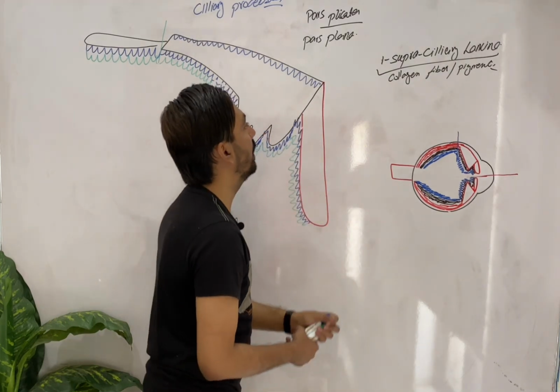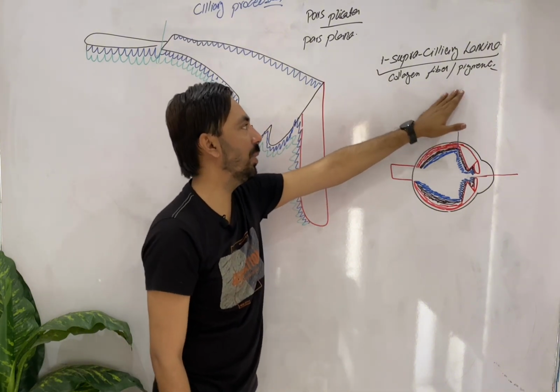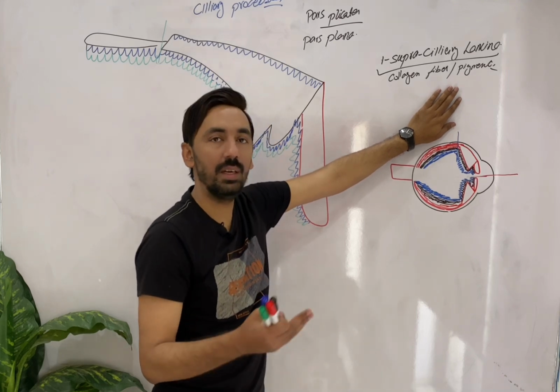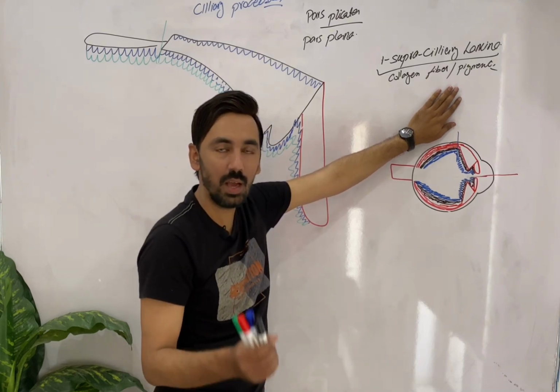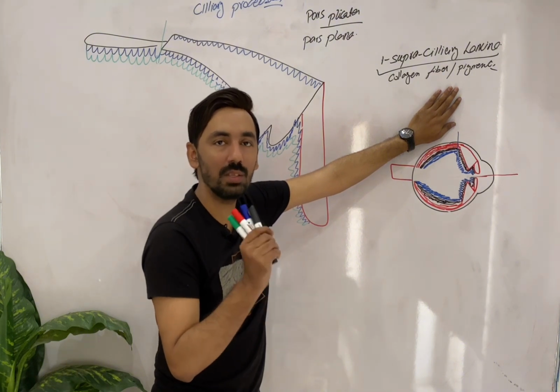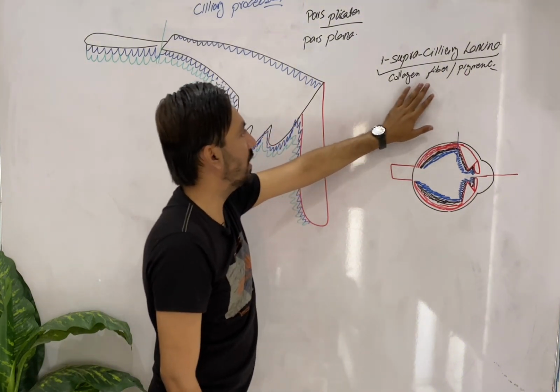This is an important point. So the supraciliary lamina has collagen fibers and pigments. And which pigment? The melanin, a very important pigment, to prevent any internal reflections and glare, and it will give a perfect, sharp, precise image on the sensitive layer of the retina, right? So this is the supraciliary lamina.